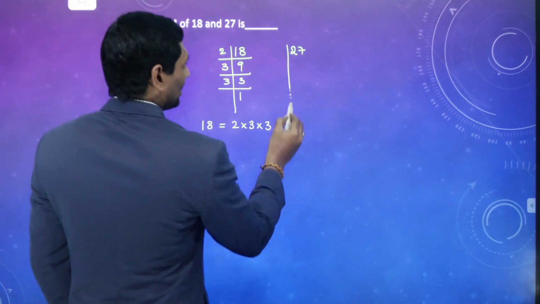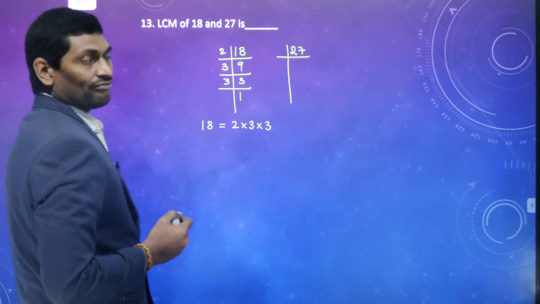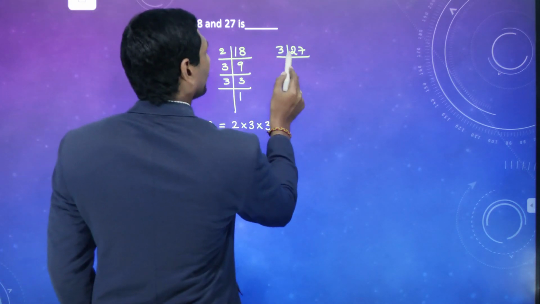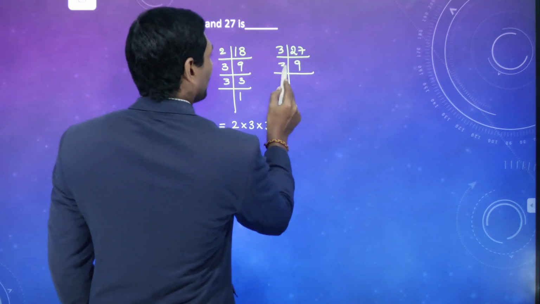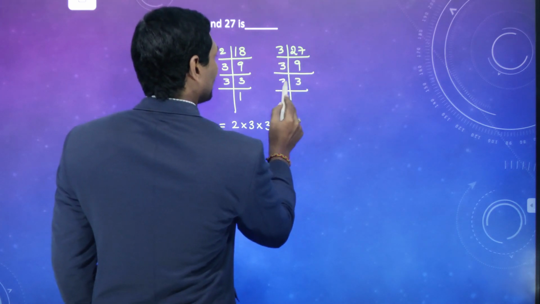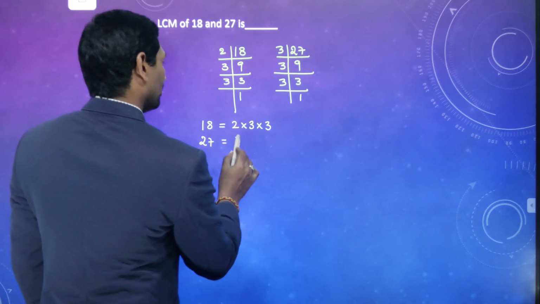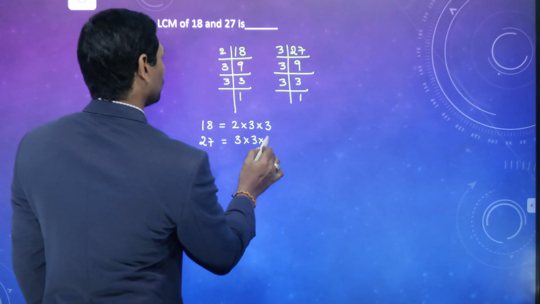Now the second, 27. The first prime number 2 won't divide 27. Let us take the 3 table. So 3 table, 27 is 9 times. Again 3 table, 3 times, and 3 table, 1 time. So 27 is equal to 3 into 3 into 3.